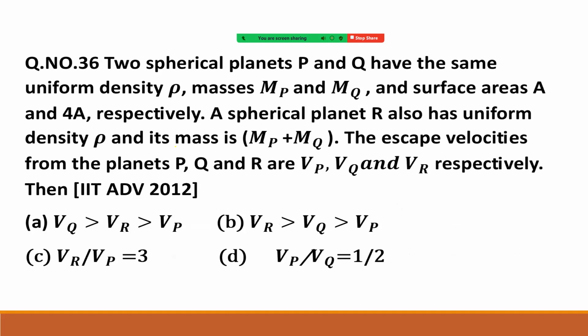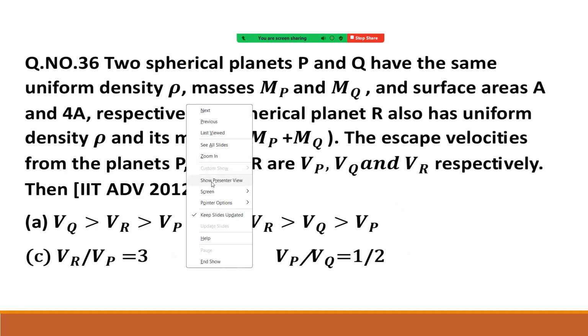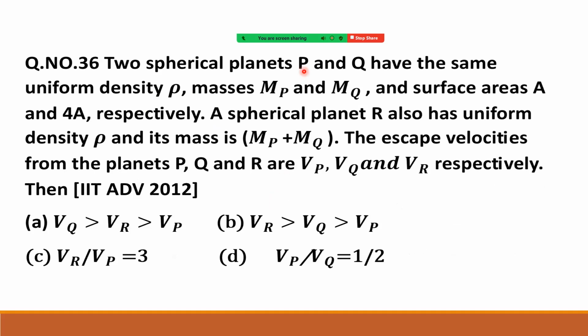Two spherical planets P and Q have the same uniform density rho, masses MP and MQ, and surface areas A and 4A respectively. So from this we can say uniform density, masses, and surface areas are A and 4A. It means if the first one's radius is R, the second one is 2R.